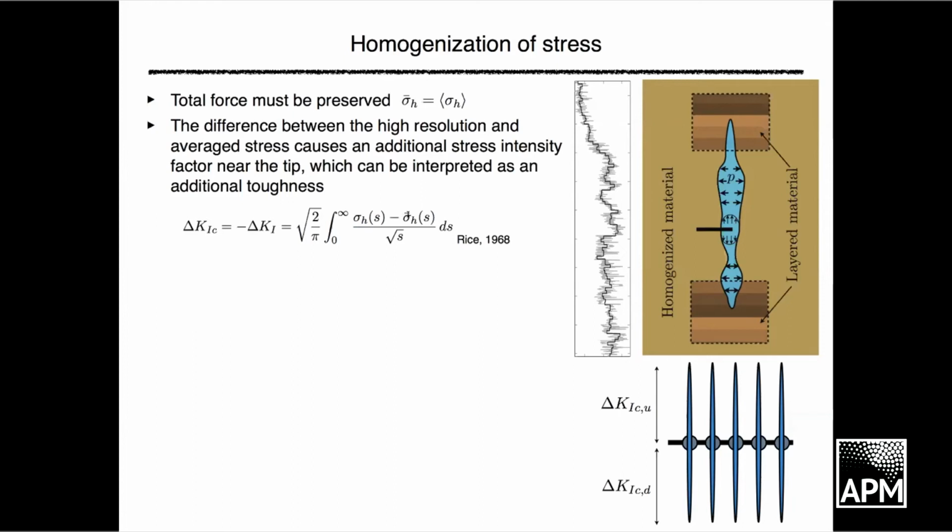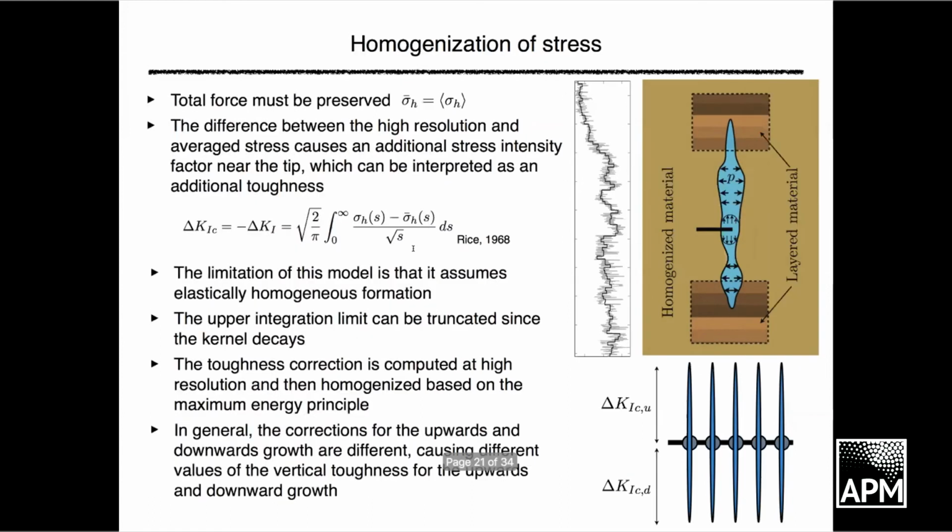And we know the equation for the additional stress intensity factor due to this extra loading that we are neglecting near the tip. And if you take a minus sign for it, it becomes an additional apparent toughness, okay? So again, the difference between the average stress, which we need to use in order to preserve the total force, and the actual stress causes an additional stress intensity factor, an additional apparent toughness, okay?